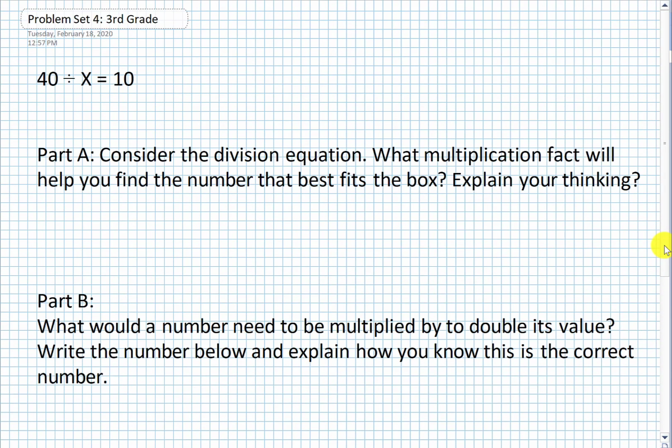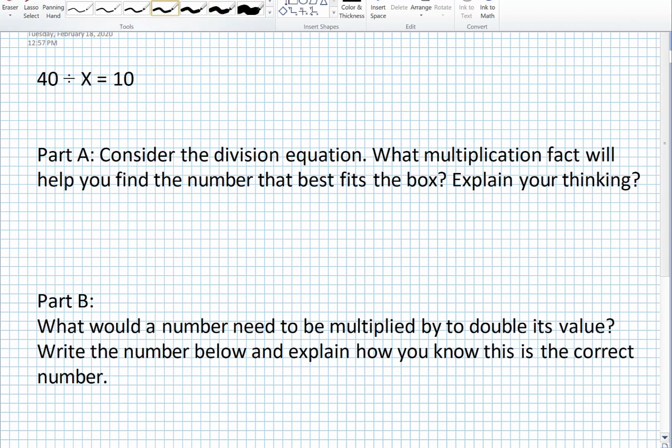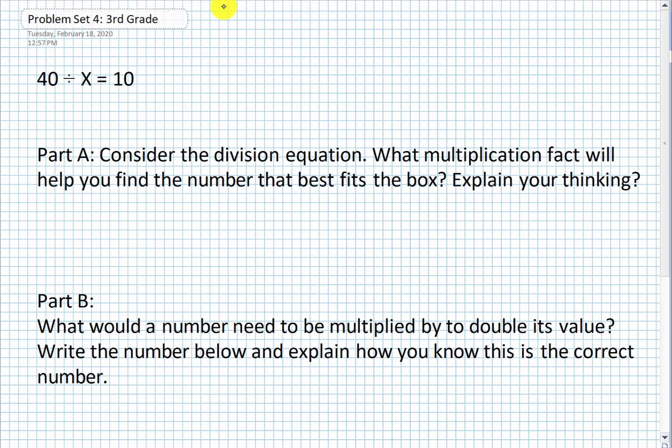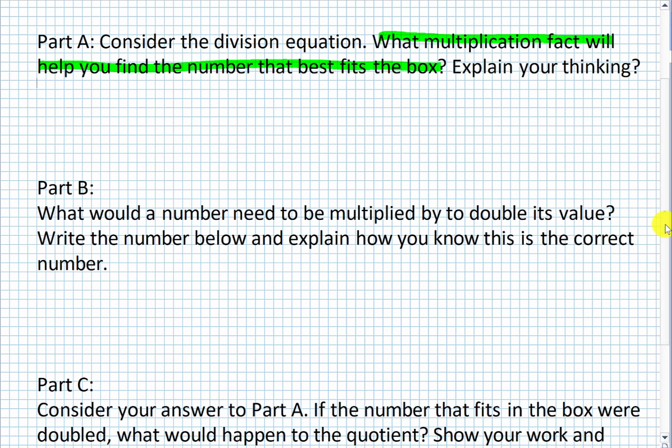So as always, there are going to be some things that I want us to highlight to make sure that we are reading the question correctly and considering everything that we need to do. So part A, what multiplication fact will help you find the number that best fits the box? This one is pretty straightforward, and we will rely on what we know about fact families to help us answer that. Part B seems like kind of a question that comes from left field, but we use the answer from part B to help us with part C.